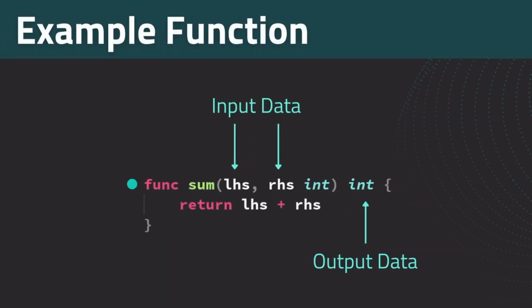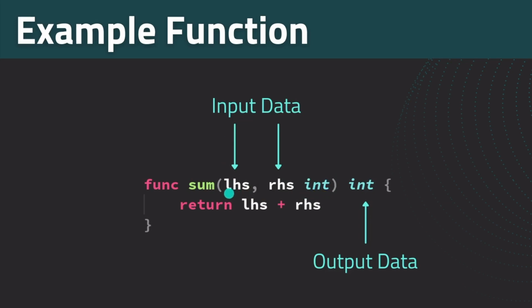Here's an example function. We have the func keyword, and we're naming this function sum. So we're going to be adding things together. We then have a LHS and RHS. That's just short for left-hand side and right-hand side. We use a comma to separate the two parameters, and we're assigning both of them to an integer value.